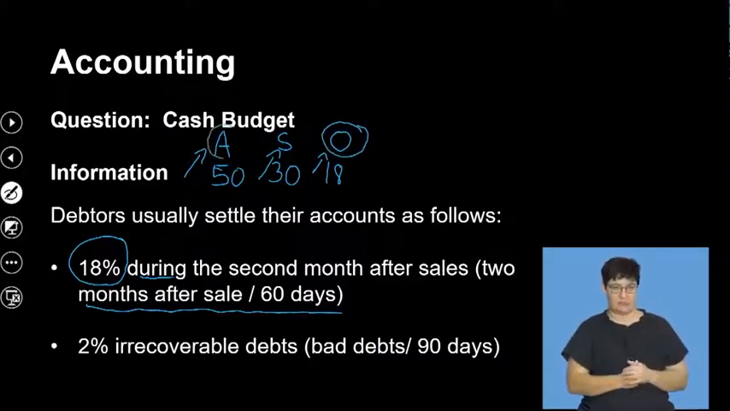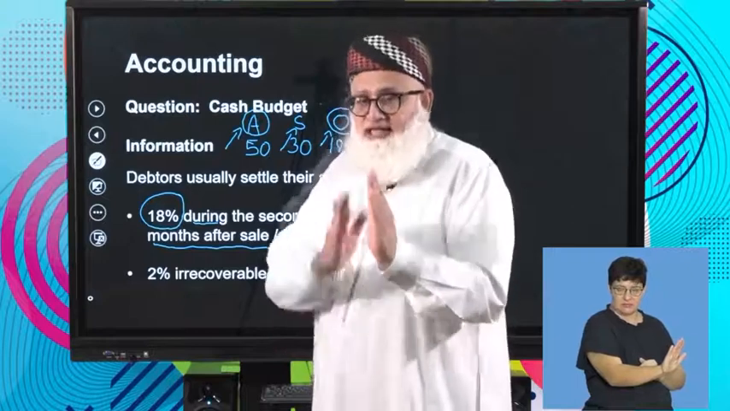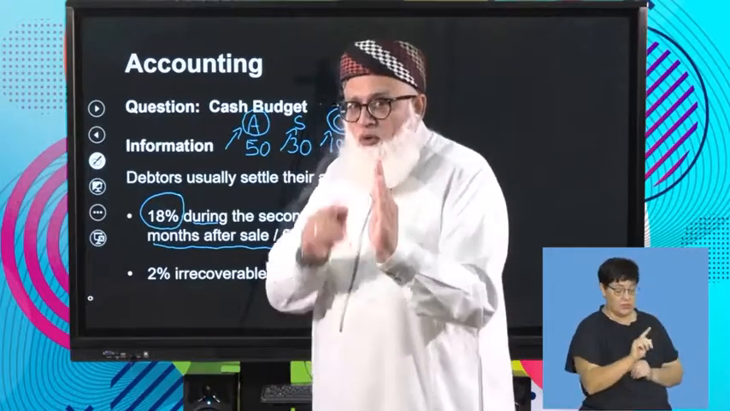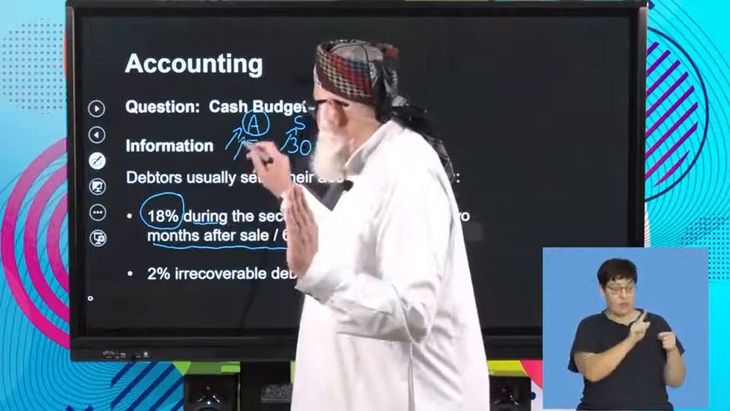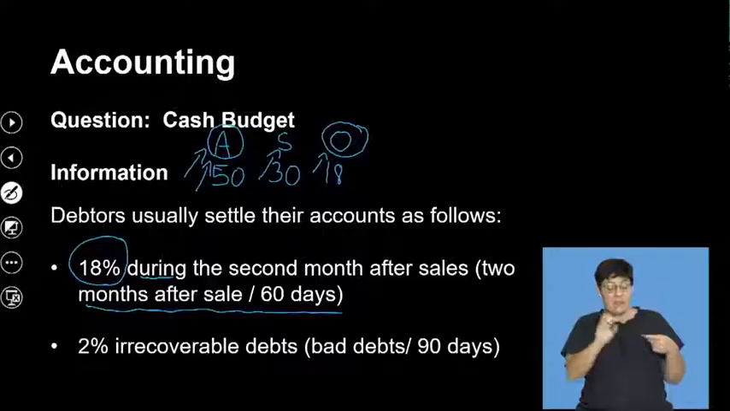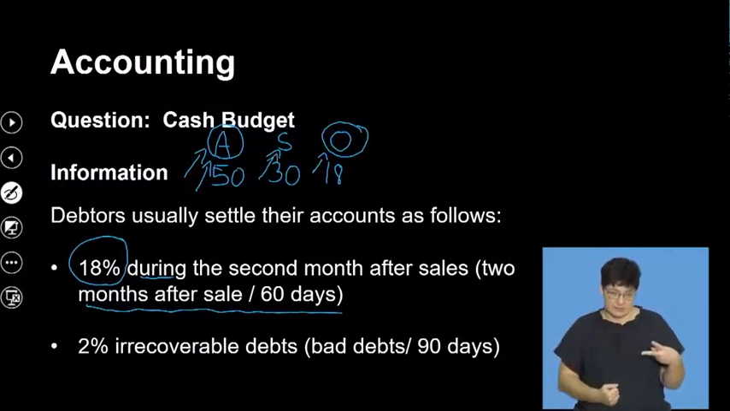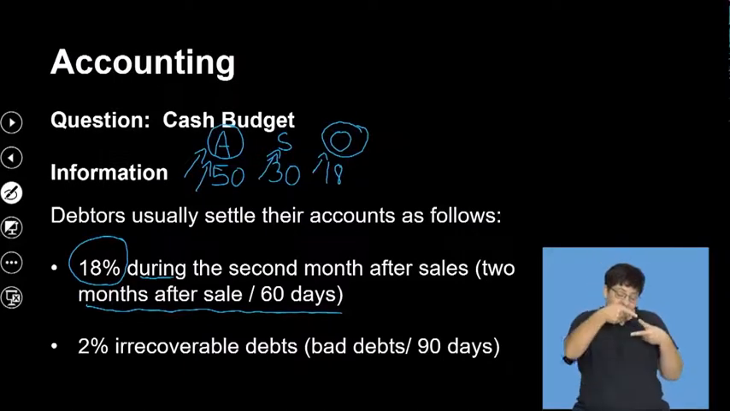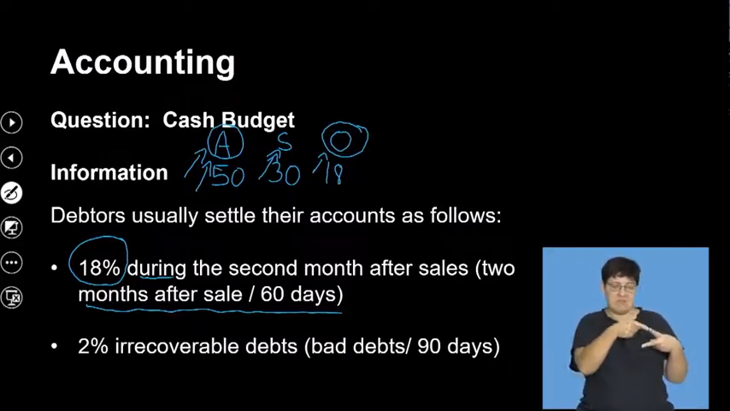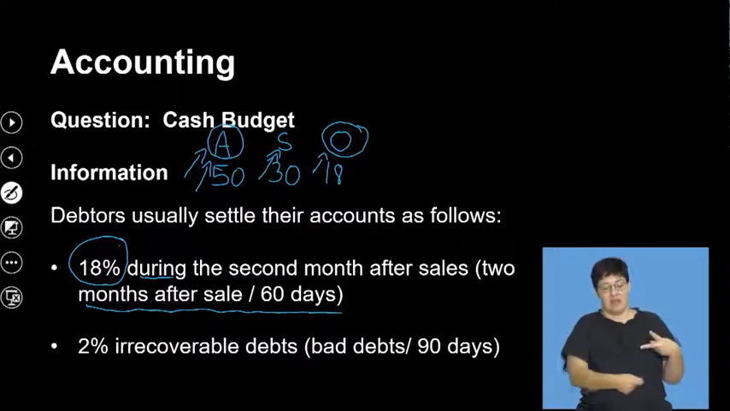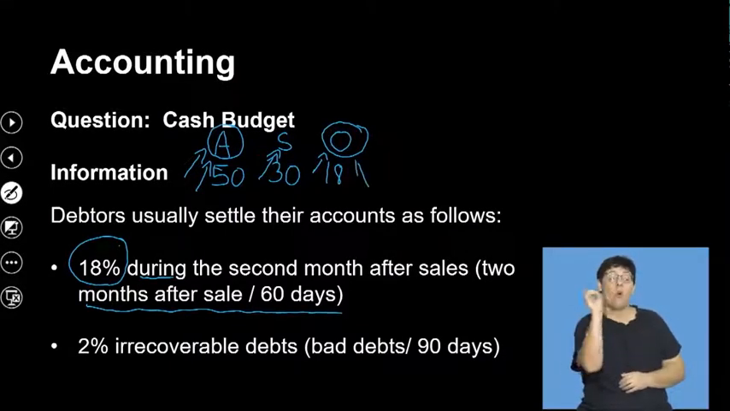So we sold the goods in August. The credit sale took place in August. Let's make sure we understand this. The credit sale took place in August. Right. 50% will pay you in August. So there's my 50%. Then we went to the next month. We said 30% will pay after 1 month. That means in September, you expect 30% of those debtors, the August debtors. Keep that in mind. The August debtors, right? 30% will pay you in September, and 18% will pay you in October. Clearly you can see that.